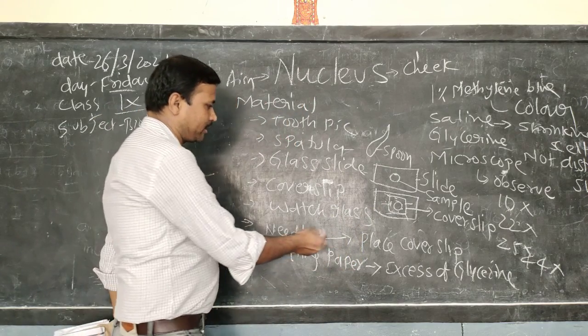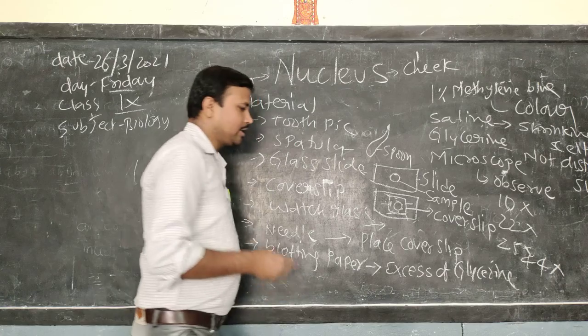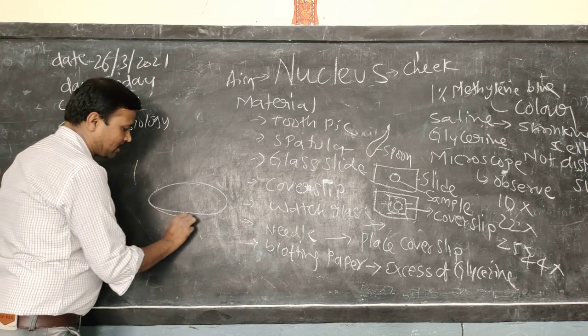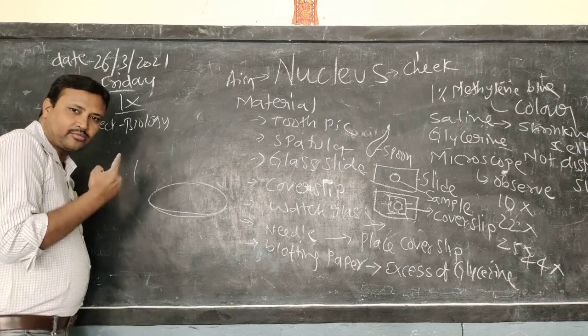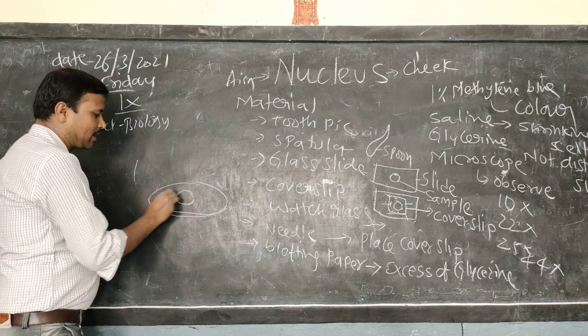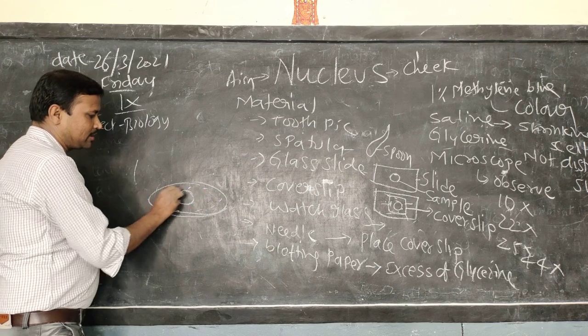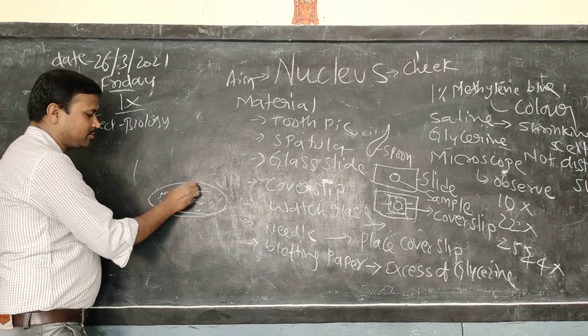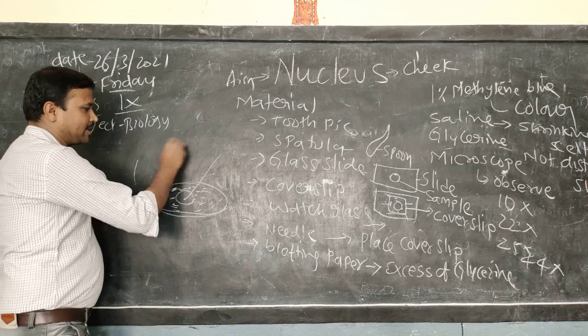So watch glass, I have not written here the purpose of the watch glass. This watch glass is available in this manner. Why are we using the watch glass? After collecting the sample, we have to place it here. After placing, we have to add the glycerine uniformly. We have to distribute it with the help of a glass rod.